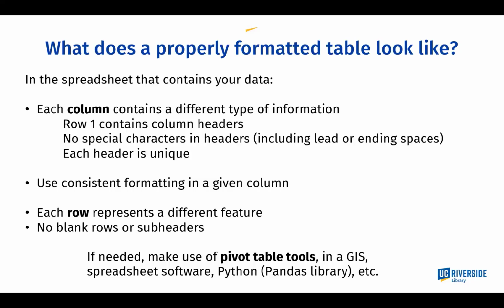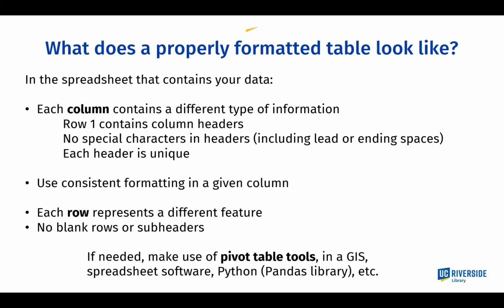And then again, each header has to be unique. The formatting in a given column has to be consistent, whether it's all formatted as date or numeric or text. Each row represents a different feature, and we should not have any blank rows or subheaders. Some of this may sound familiar or ring a bell if you've done any data management in the past with just regular spreadsheets. And the thing that can come in really handy here is using pivot table tools. Some of the GIS platforms have pivot table tools in them. Maybe you want to use it in the spreadsheet software. If you use Python, it's in the Pandas library.